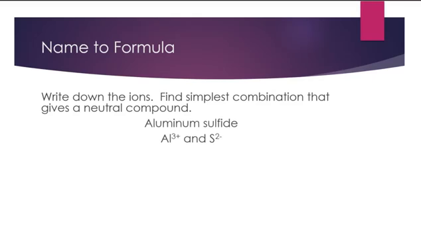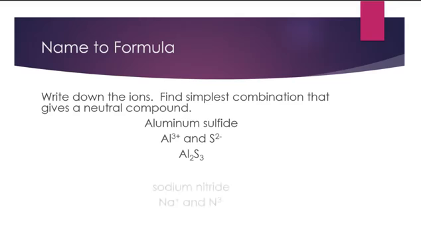So if I wanted to find the formula for aluminum sulfide, I would have to know the charges on them, first of all, and I know that aluminum is +3 and sulfide is -2. The least common multiple of 3 and 2 is 6, and so in order to get 6 positive charges, I'm going to need 2 aluminums. In order to get 6 negative charges, I'm going to need 3 sulfurs, or sulfides, I should say. So the formula is going to be Al2S3.